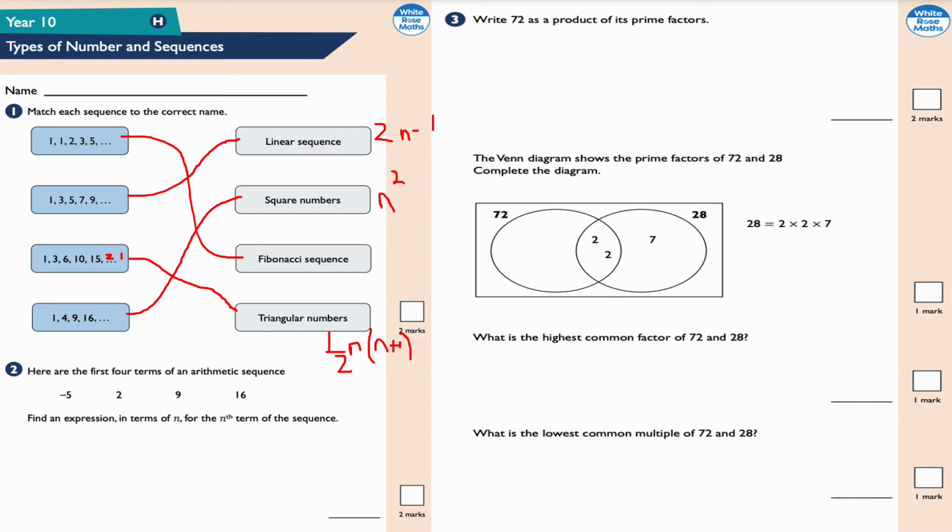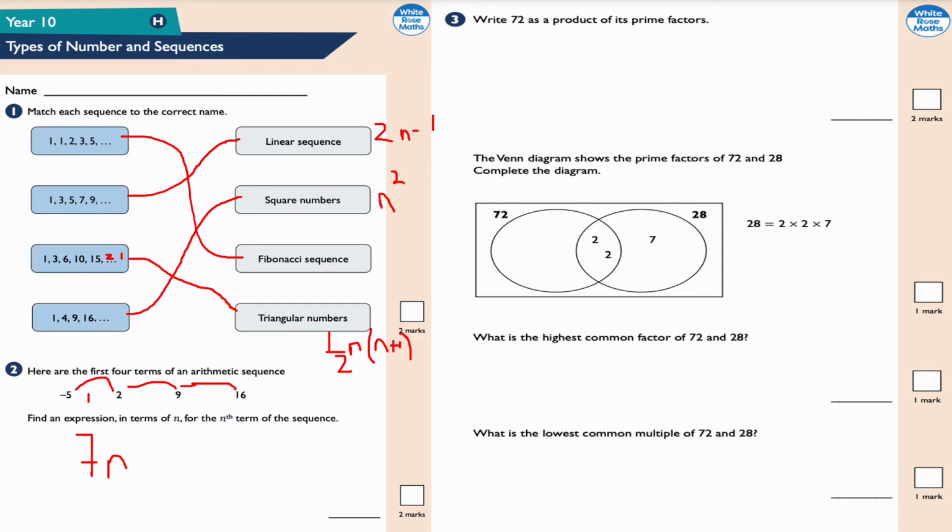This is question number 2. Here are the first 4 terms of an arithmetic sequence: minus 5, 2, 9, 16. Well, it's going up by 7 each time. So I'm adding 7 each time, so it's going to be 7n.